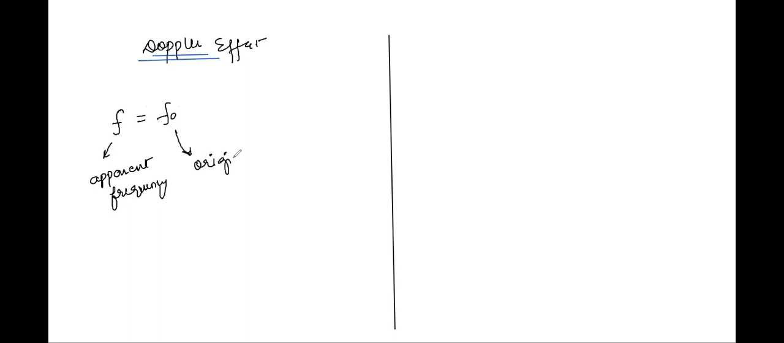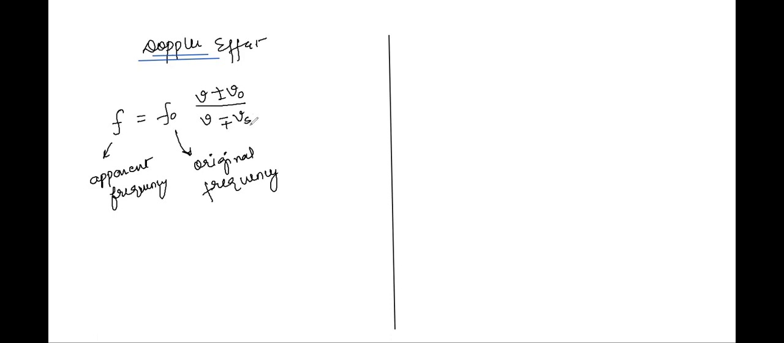Doppler effect. Let's say the original frequency was F naught, and F is the apparent frequency heard, whereas F naught is the original frequency, which is emitted by the source. And let's say V plus minus V of observer, or you can also take this as minus plus V of the source. I'll tell when to use minus and when to use plus.